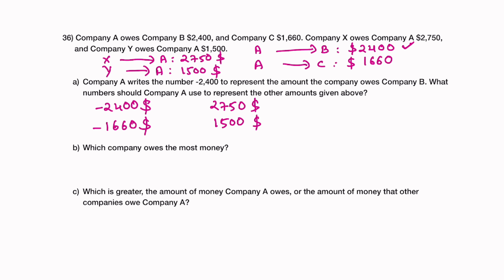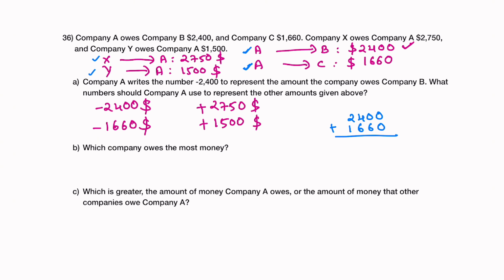And if you don't want to get confused for this question, you can do this. There's no harm. Which company owes the most money? So we have A owing to B, A owing to C, X owing to A, and Y owing to A. Now X and Y, it's just one time given to us, so we know the amount easily. Let's see how much company A owes in total, because it owes to company B and also to company C. So let's do the total for A here. So that's 2400 and 1660, right?